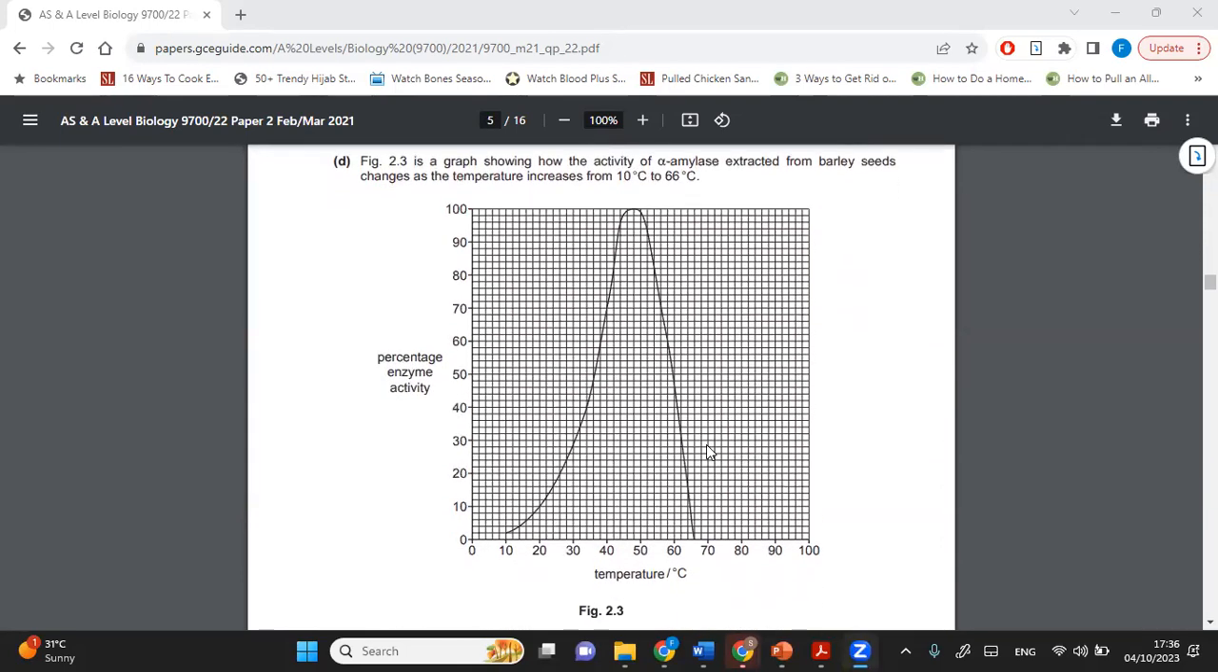After that, they say figure 2.3 is a graph showing how the activity of alpha amylase extracted from barley seeds changes as the temperature increases from 10 degrees centigrade to 66 degrees centigrade. Okay? So we have a graph that is showing us the effect of temperature on enzyme activity.